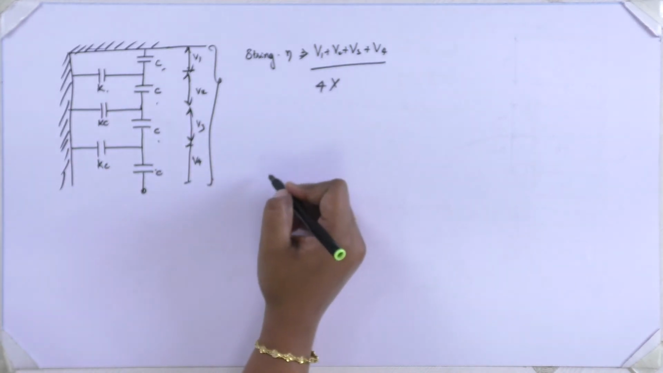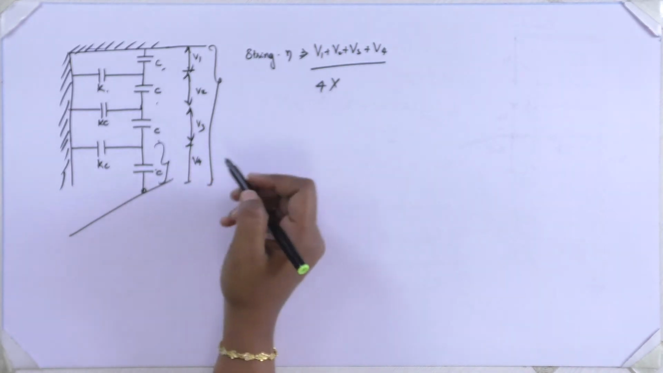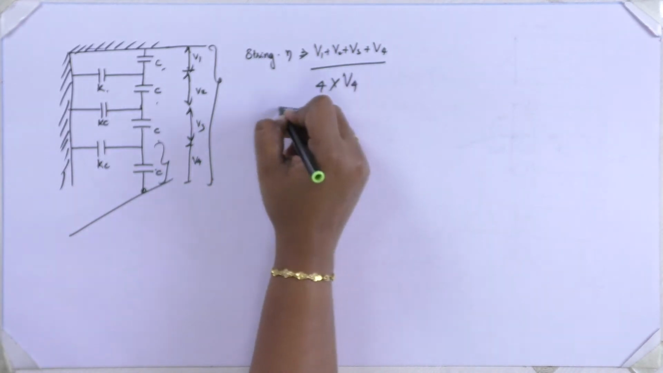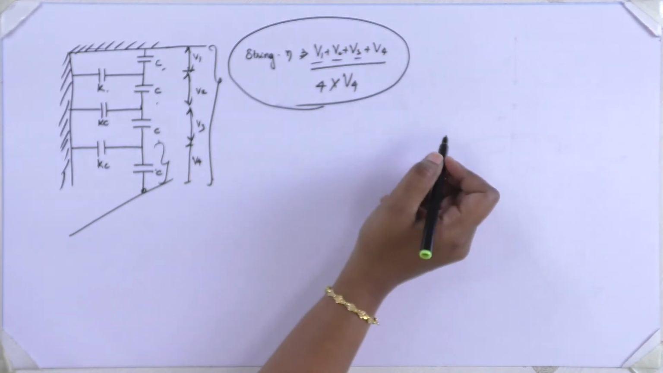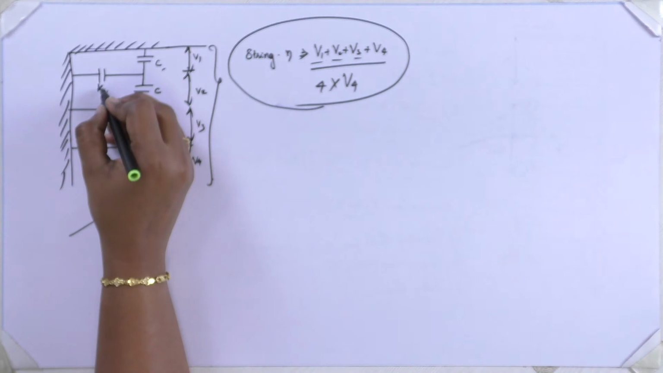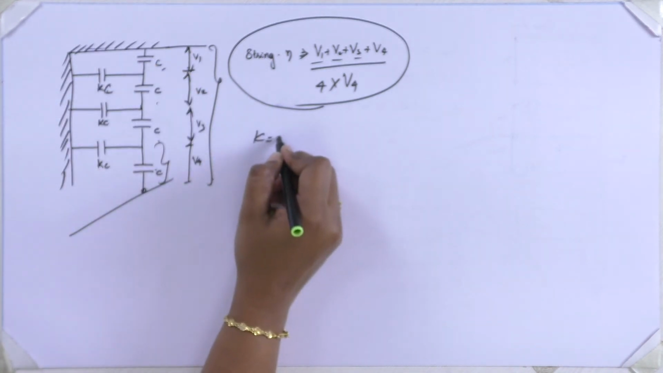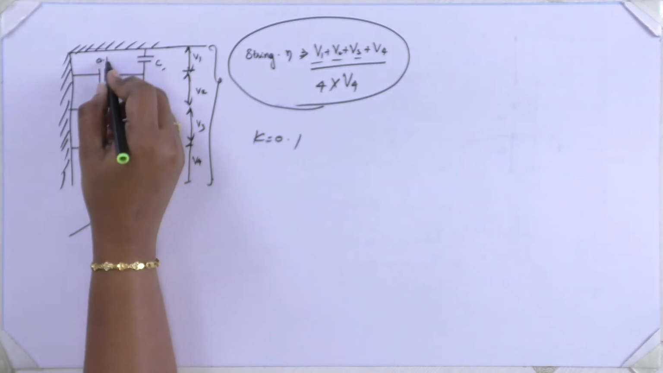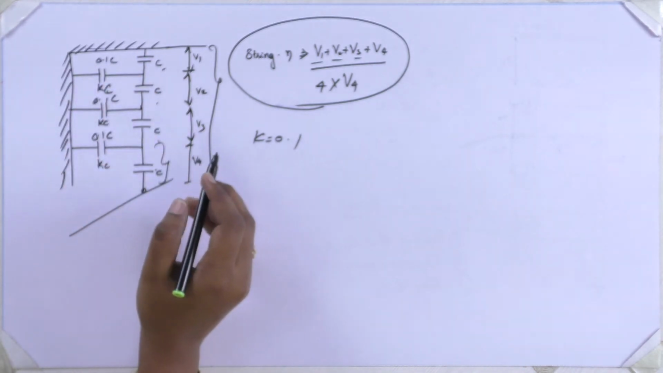Voltage across the lowermost insulator, which is nearer to the line end, that is V4. So this is the formula for the string efficiency. For this I need V1, V2, V3 and V4. We already know, if we take K as 0.1, and here I am taking K as 0.1, so this is 0.1C, 0.1C, 0.1C. No other data is needed.